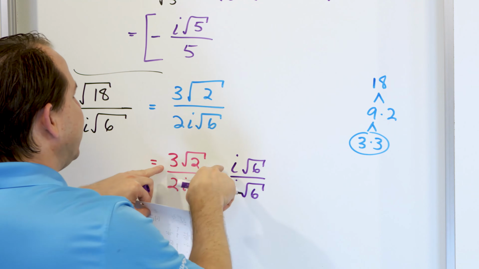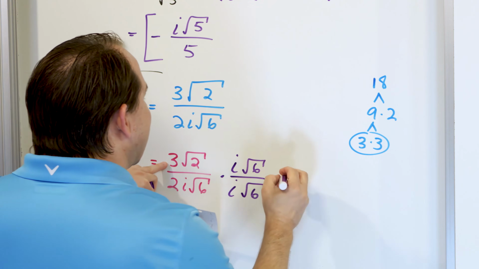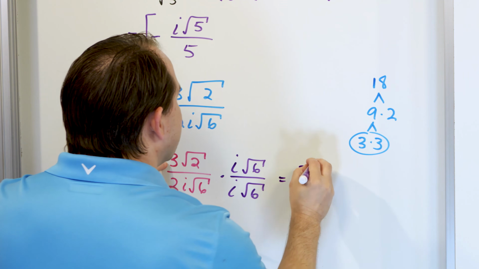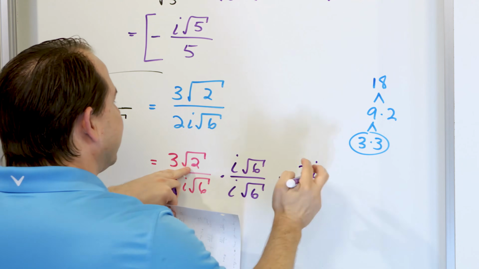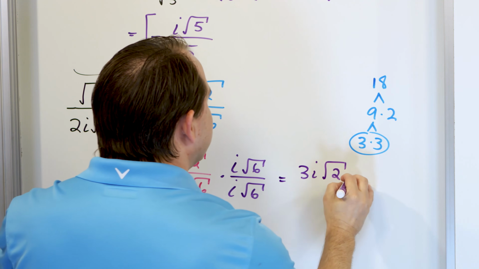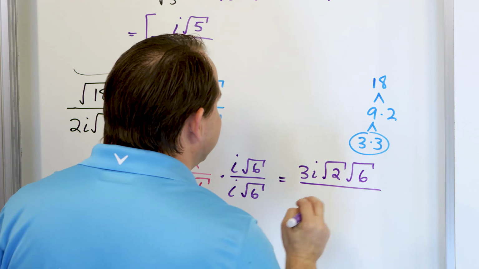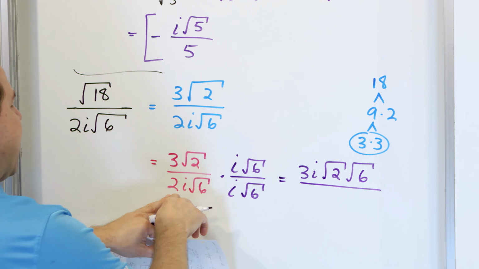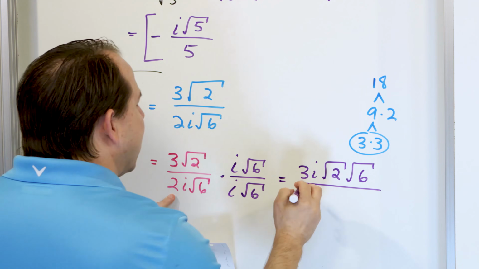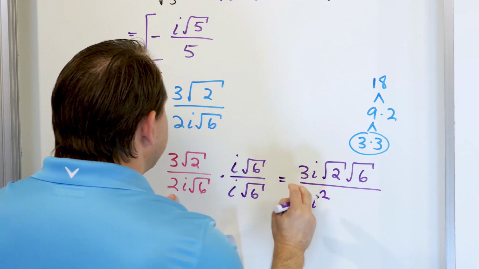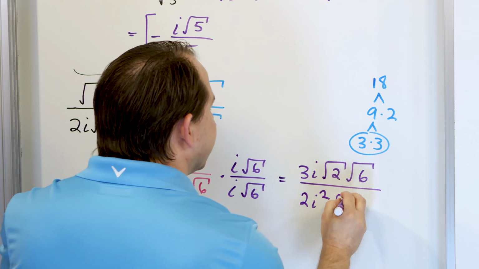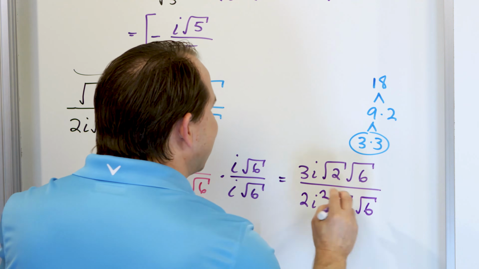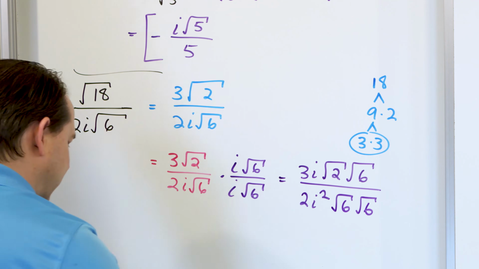So when we multiply numerators, we have a 3 times the I, giving me 3I. And for now, let's keep it clean. Let's say we're going to multiply the square root of 2 times the square root of 6. We'll deal with that in the next step. Here we're going to have 2 times I, so we'll have 2 times I squared, and then we have the square root of 6 times the square root of 6. So let's just keep it like this. We're not going to do this every time, but in the beginning I want to make sure everybody's on the same page here.